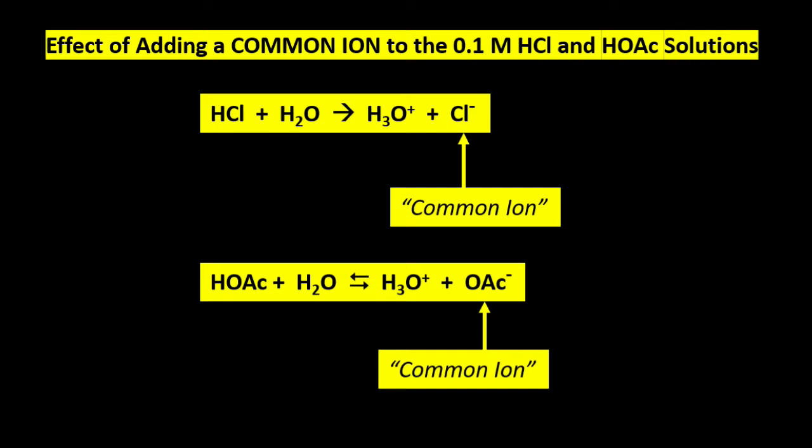The source for the common ion chloride is sodium chloride. So we will weigh a sample of sodium chloride and dilute it with 50 milliliters of 0.1 molar HCl. Similarly, we will use a sample of sodium acetate, which we will weigh out, and we will dilute it with 50 milliliters of 0.1 molar acetic acid to prepare the solutions for testing the effect of common ion addition on pH.